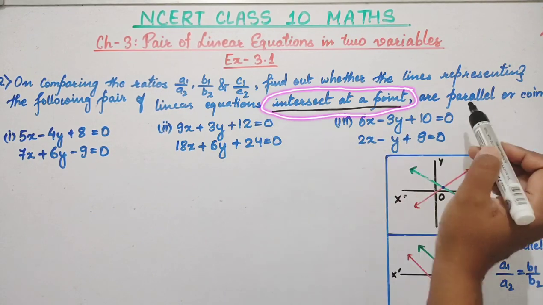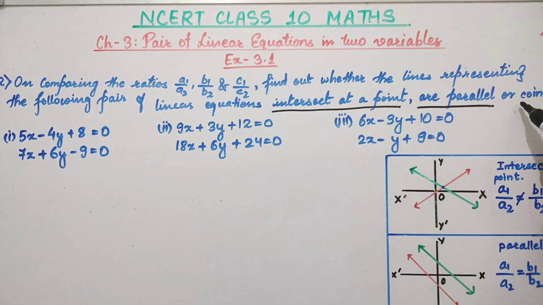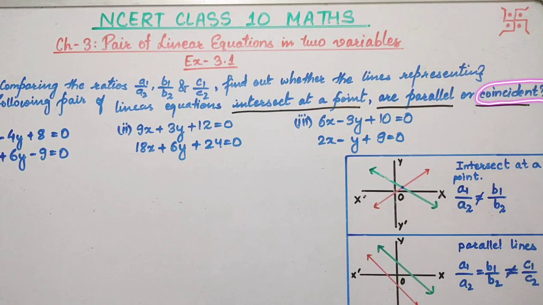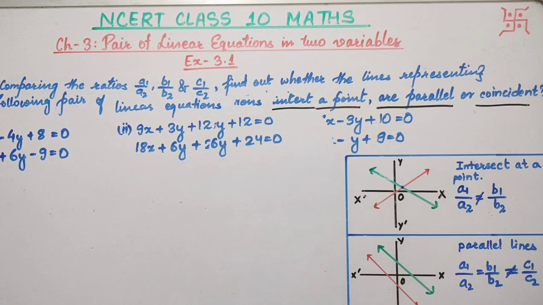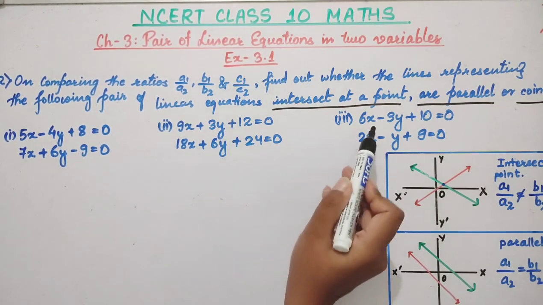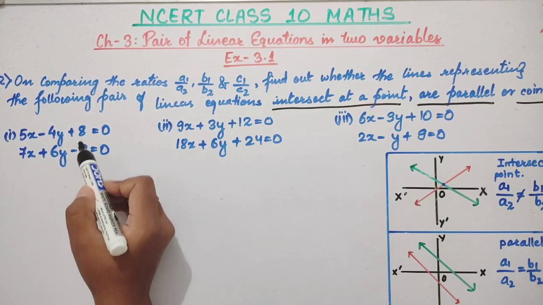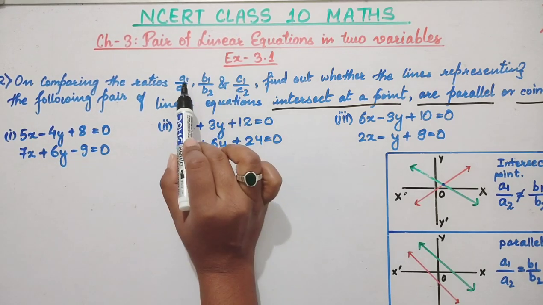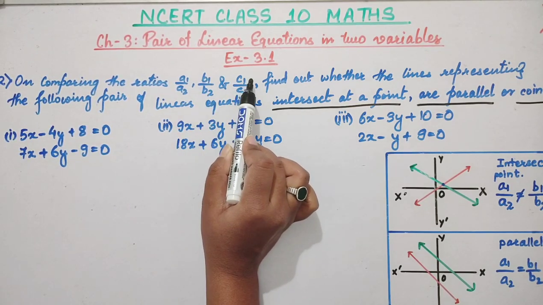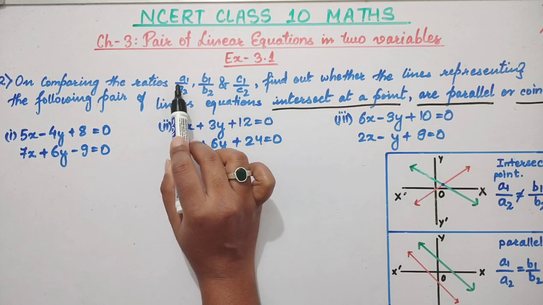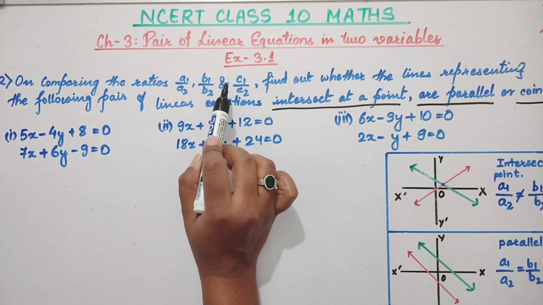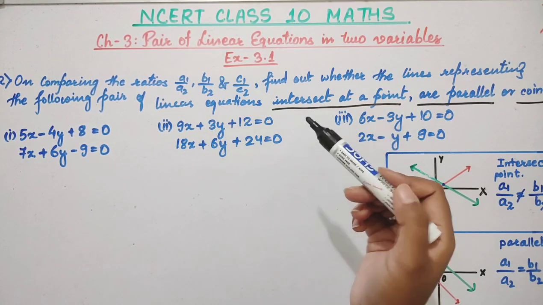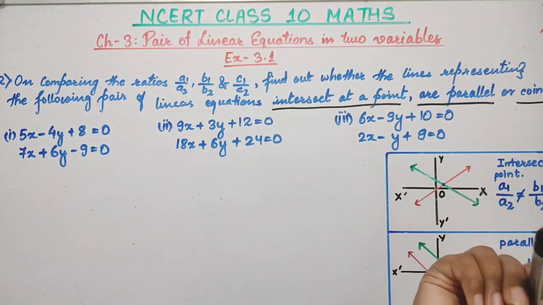First condition, intersect at a point. Second condition, are parallel. Or third condition is coincident. If it is not visible, see, this is coincident. What the question says over here is the three pairs of equation have been provided, and from these pairs of equation we have to check the ratios of the coefficients of x, y, a1 by a2, b1 by b2 and the constant c1 by c2. We have to check the relationship between these ratios, and according to the relationship we have to confirm if these intersect at a point or are parallel lines or coincident lines.